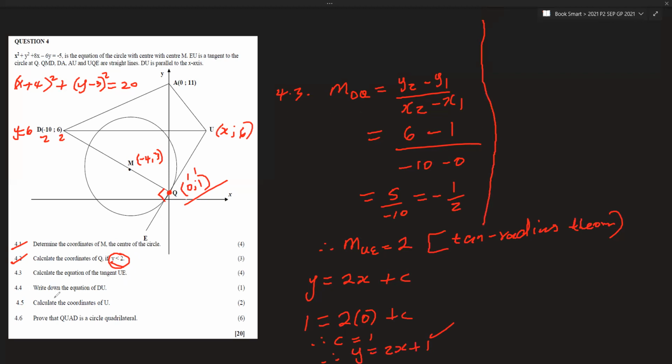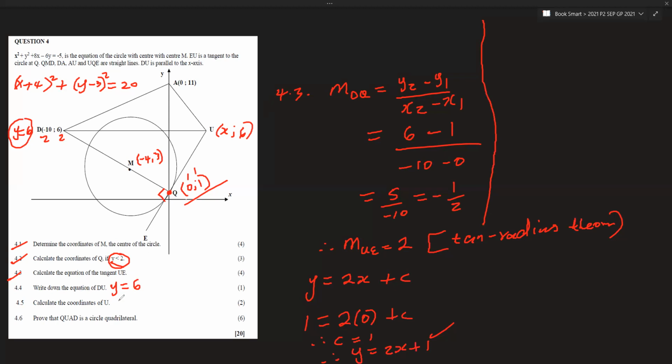Okay, now we need to calculate the coordinates of U. The coordinates of U, it's easy to find them now. Sorry, the equation of DU, which is that one. I discussed it earlier on. We said the answer is that, right? Since it's a horizontal line, it's y equals 6.